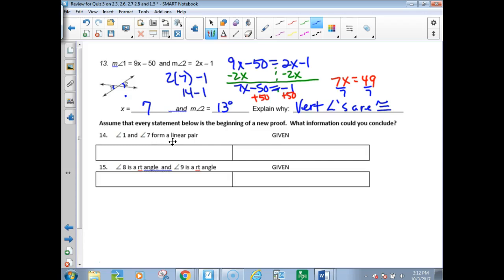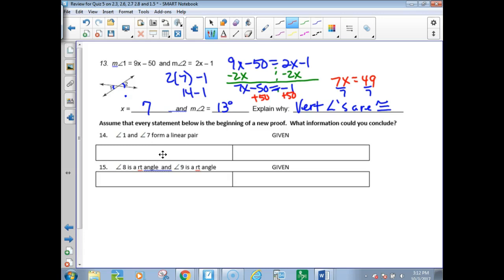Okay, you will also have some questions like the following. Notice there weren't any angle proofs on here. I told you I'm not having an angle proof on it. Assume that each statement below is the beginning of a new proof. What information could you conclude from it? All right, so what I want you to do is tell me, if you read, Bryce, if you read that angle 1 and angle 7 form a linear pair, what could you conclude from that?